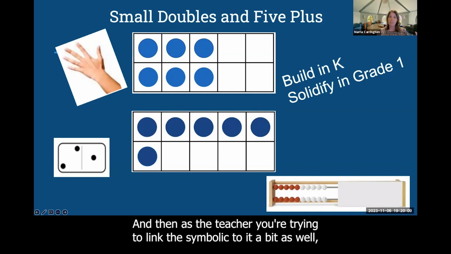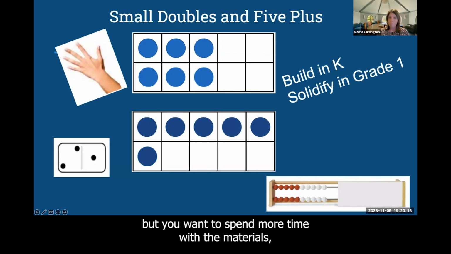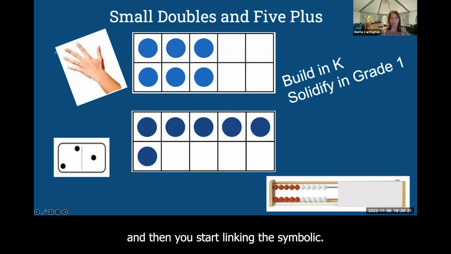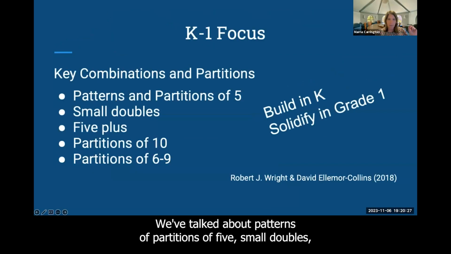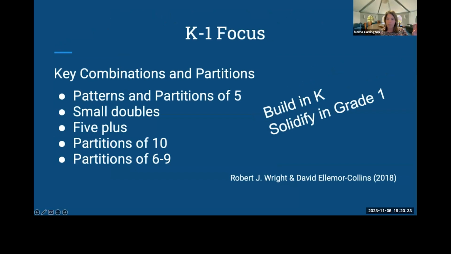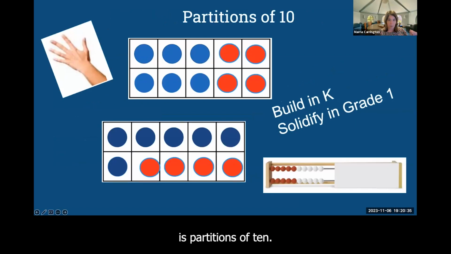And then as the teacher, you're trying to link the symbolic to it a bit as well. But you want to spend more time with the materials, with verbal thinking around it, with sharing what they're thinking. And then you start linking the symbolic. So let's go back. We've talked about patterns and partitions of 5, small doubles, 5+. And the next one we're going to think about is partitions of 10.